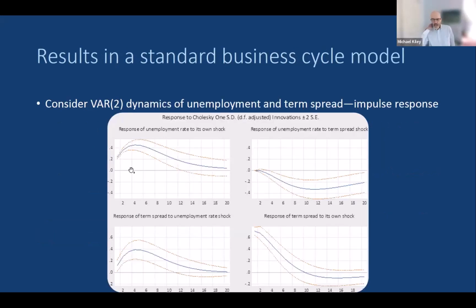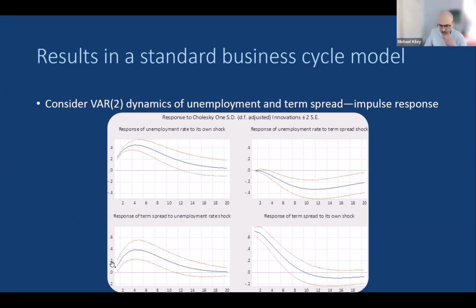So let's go back to the AR2 dynamics and simulate a model and ask, can a typical business cycle model actually deliver logit regressions like the ones I just presented? What I consider is a vector autoregression in the unemployment rate and the term spread. This shows you the impulse response of the unemployment rate to the term spread or to its own shock.